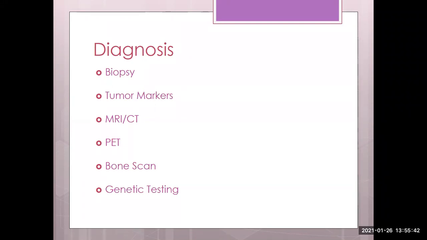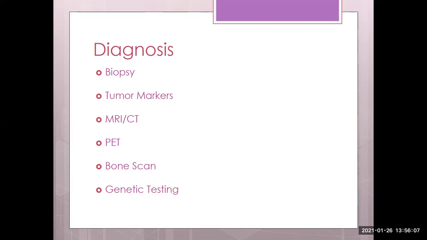So diagnosis of cancer. Diagnosis is made with a biopsy. The only definitive way to know it's cancer is to actually look at the cells and make sure. There's a variety of different types of biopsies that can be done, and they're on the next slide, so we'll talk about those in just a minute. Some of the other things that can be looked at.